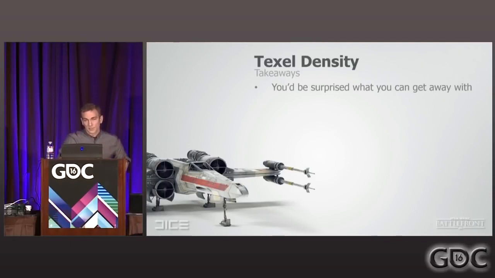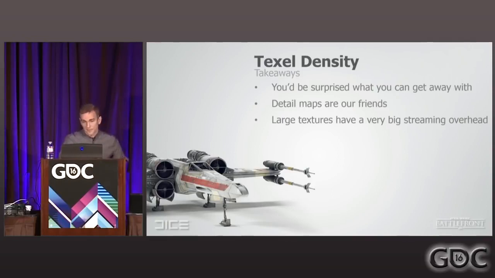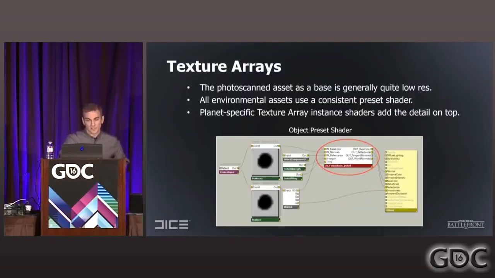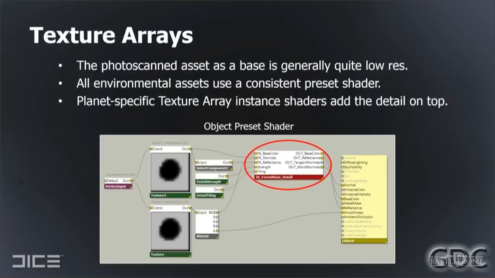So the takeaways from this were, you'd be surprised what you can get away with. When you have such great source data, you can actually push it a little bit further than you traditionally could. Detail maps are our friends. Large textures have a huge streaming overhead. This isn't a surprise, but it takes a couple seconds to stream an 8K texture. It's completely impractical for us. I'm sure there's ways around this, but for us it was a non-starter. We had an 800 megabyte budget for our textures, and an 8K texture is almost 90 megs with our compression. So yeah, so many reasons not to do it.